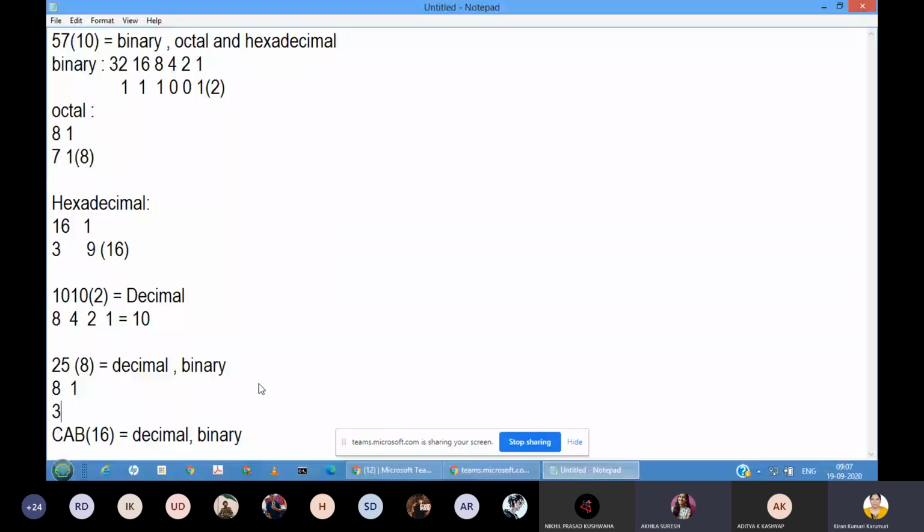Sorry, we already got the octal number, isn't it? Yes, ma'am, 25. Now when we convert it, 2 eights are 16, plus 5 ones are 5. So how much is it? 21 base 10. Okay, children.